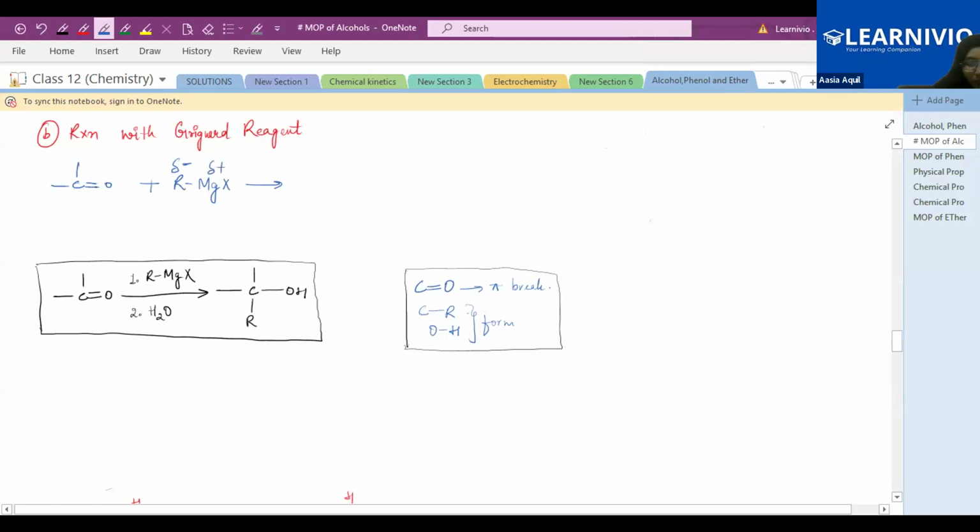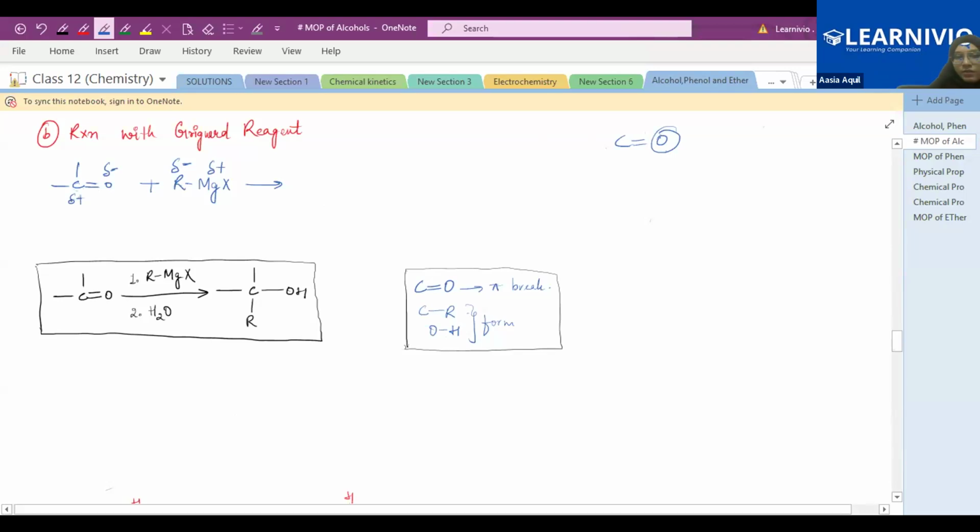And what happens here? This CO bond. Just tell me, which one is more electronegative, carbon or oxygen? Anyone? Which one is more electronegative, carbon or oxygen? Oxygen. Yes, it's oxygen. So due to its more electronegative nature, the oxygen will acquire partial negative charge, and this carbon will acquire partial positive charge. That's the trick.